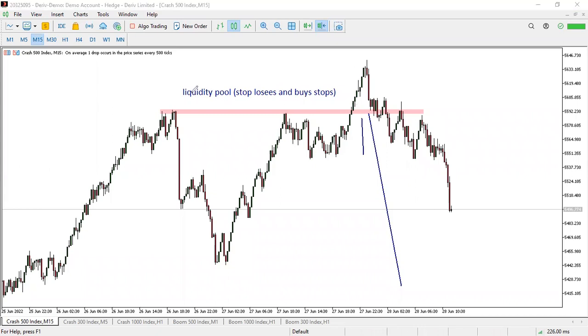Remember what I said about this level, guys. I told you above this level, there's a lot of money. There are buy stops. There are people who are setting buy stops, and also those setting stop losses. You see what happened? The market grabbed everything above the level. Then afterwards, it went deep down. Do you understand the content that I was sharing with you yesterday, guys?